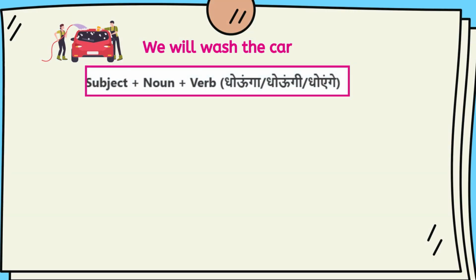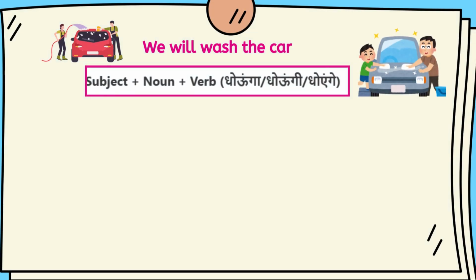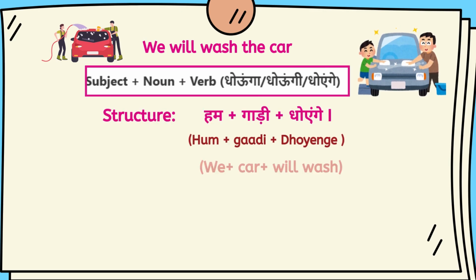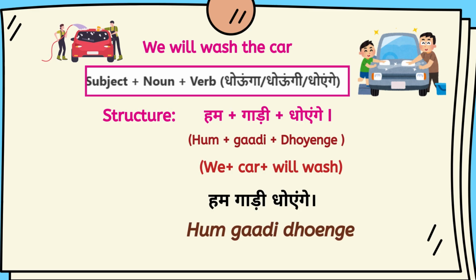Now, if someone says, we will wash the car, it translates to हम गाड़ी धोएंगे. Now, हम, as you know, is we. गाड़ी is car, which is a feminine singular noun. And धोएंगे basically means will wash, that stands for a plural subject like we. And so the sentence becomes हम गाड़ी धोएंगे.